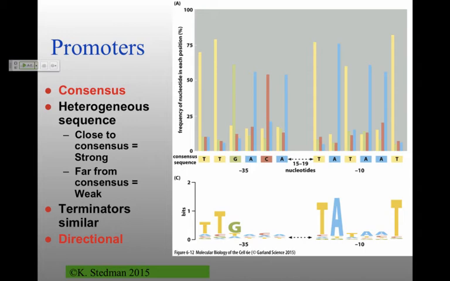So that's just one way of looking at regulation. It's just how similar is the promoter to the consensus sequence. If it's really similar, it's going to be a nice strong promoter. You get lots of transcripts from there. If it's not very similar, it's going to be a weak promoter. You don't get very many transcripts from there.